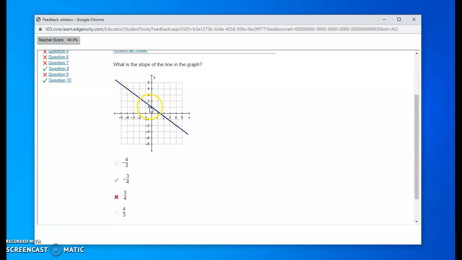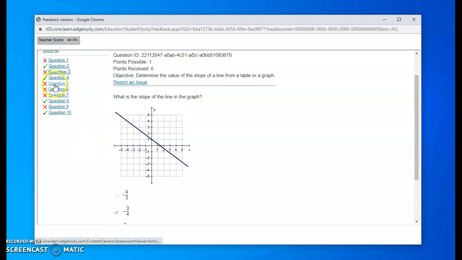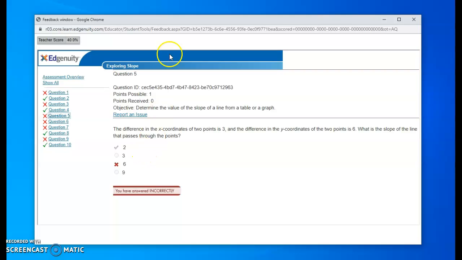So I'm going to count my rise over my run, how much I'm going to go up or down. It looks like I'm going to go up 1, 2, 3. So that's a positive 3. And then it looks like I have to go 4 to the left: 1, 2, 3, 4. So that would be negative 3 over 4 because up is positive and left is negative. So a positive over a negative makes a negative.